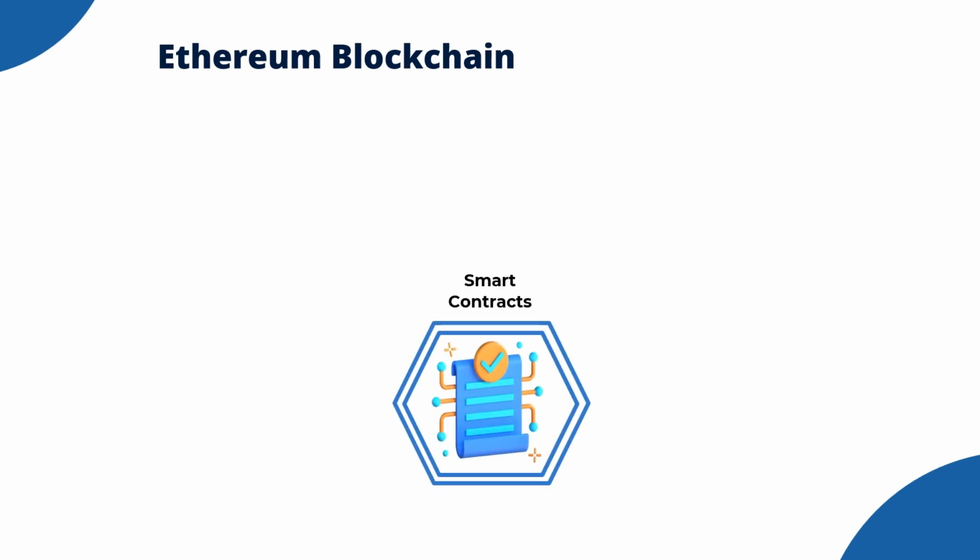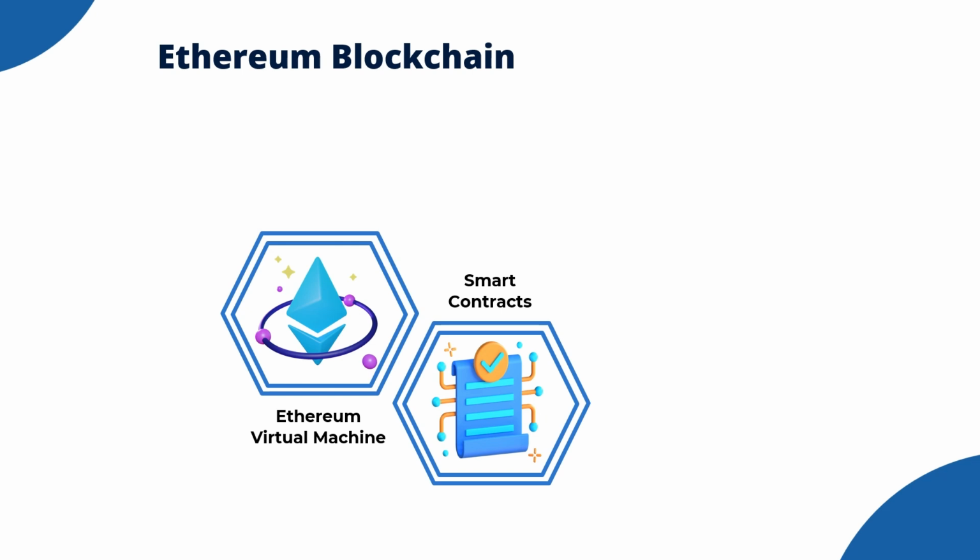Smart contracts. Unlike the original blockchain like Bitcoin, which primarily records financial transactions, Ethereum supports smart contracts. These are self-executing contracts where the terms are directly written into code. They automatically enforce and execute the terms of an agreement without the need for intermediaries. Ethereum Virtual Machine. Ethereum introduced the EVM, a Turing-complete virtual machine that allows anyone to run any program regardless of the programming language on the Ethereum network. This makes Ethereum much more versatile than simpler blockchains.